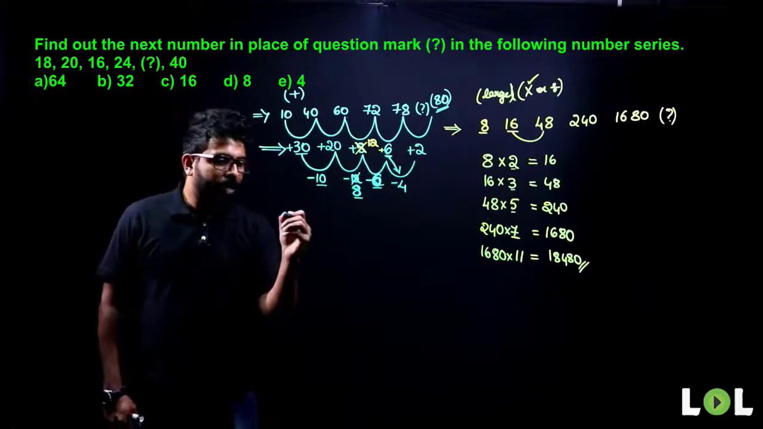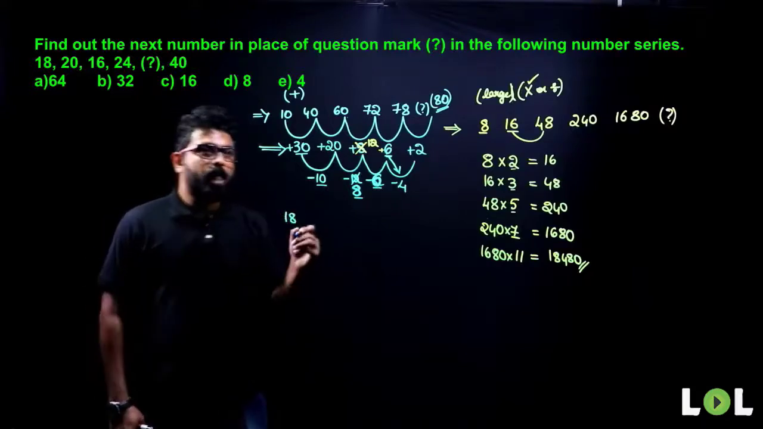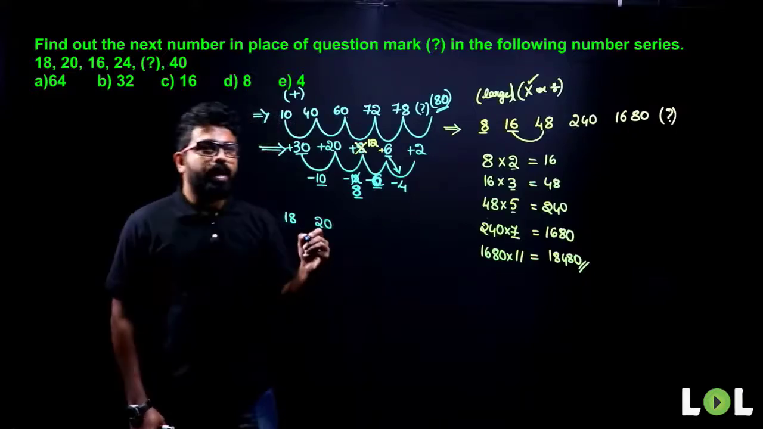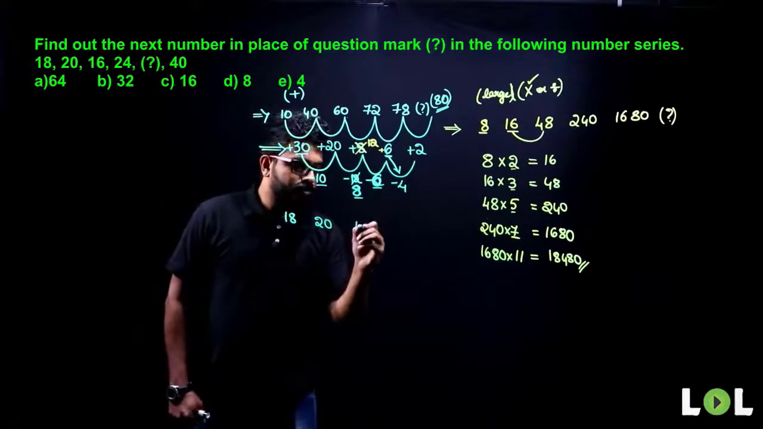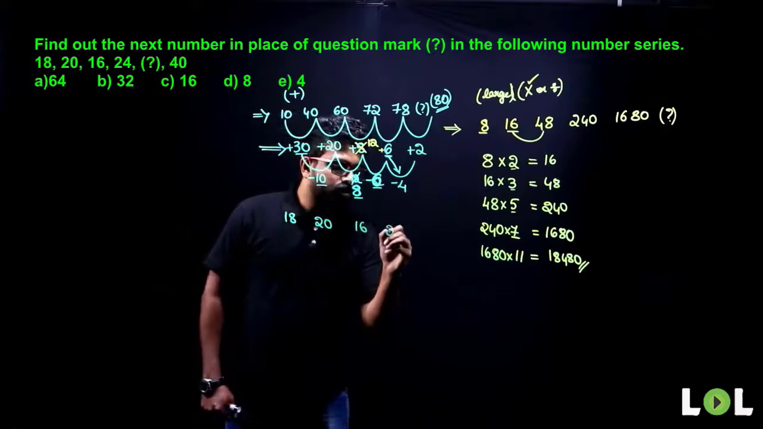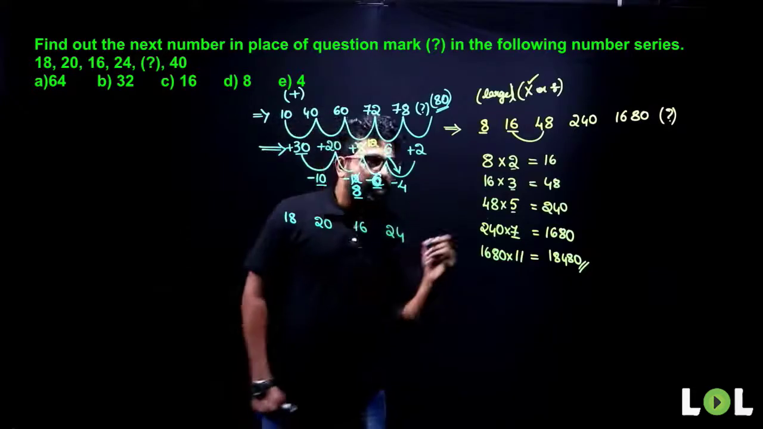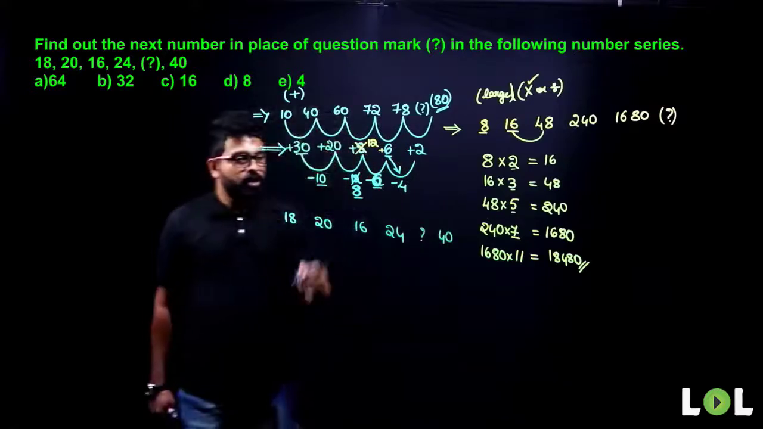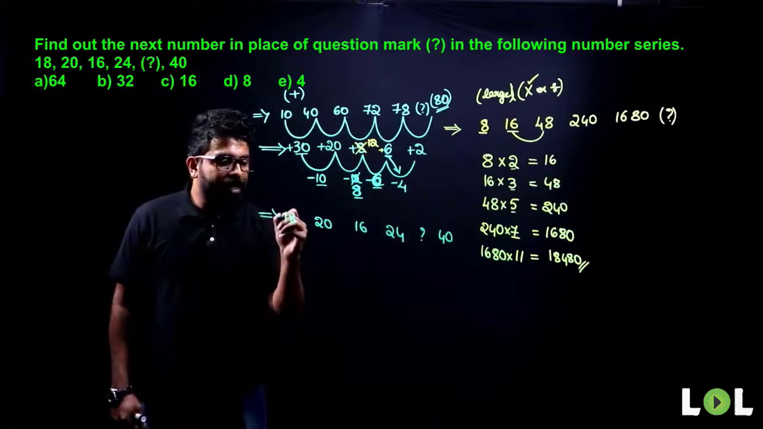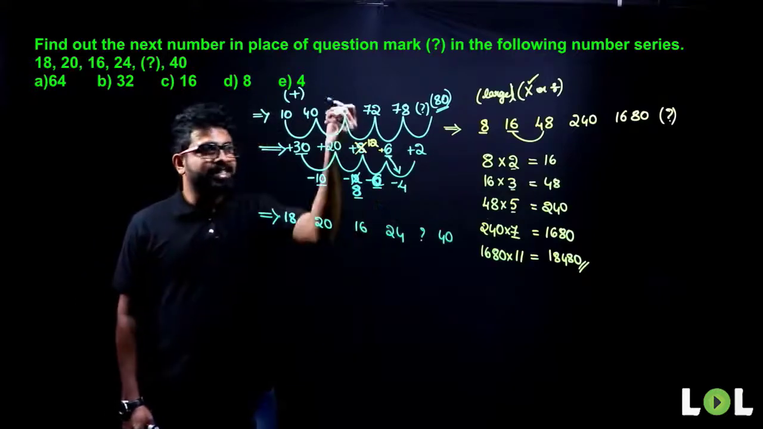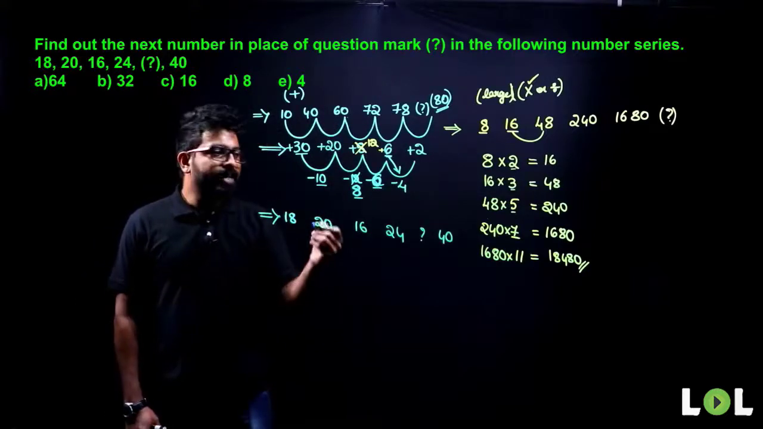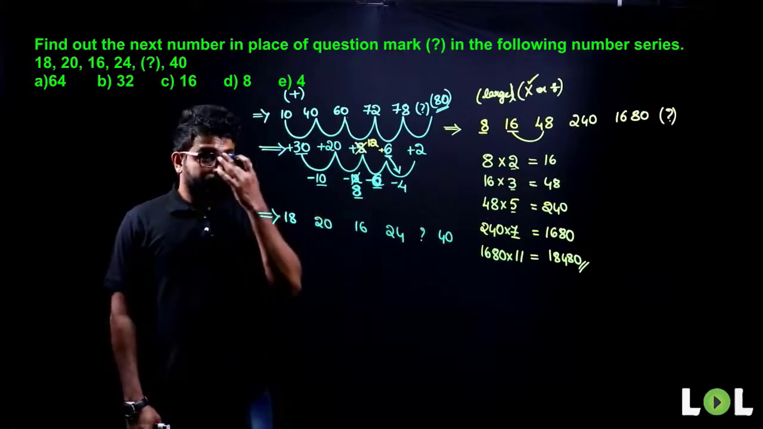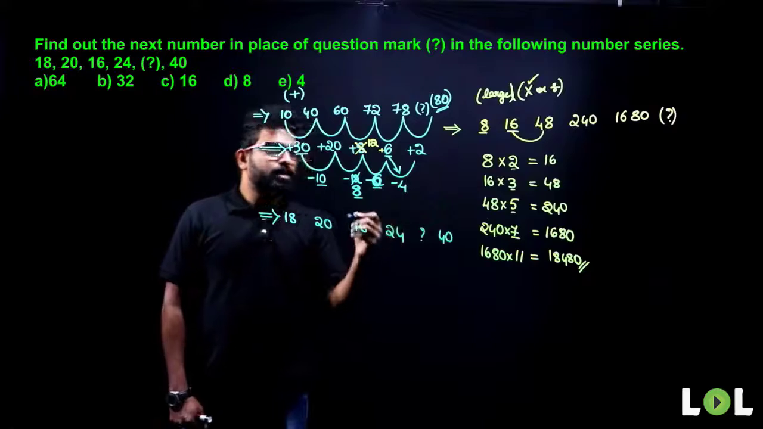Here my numbers are 18, 20, and then it is 16, again 24, and then there is a question mark, and then my last term would be 40. So look at this series. What is happening here? What is the difference between this series and this series here? Can anyone tell me the difference between the two series here?